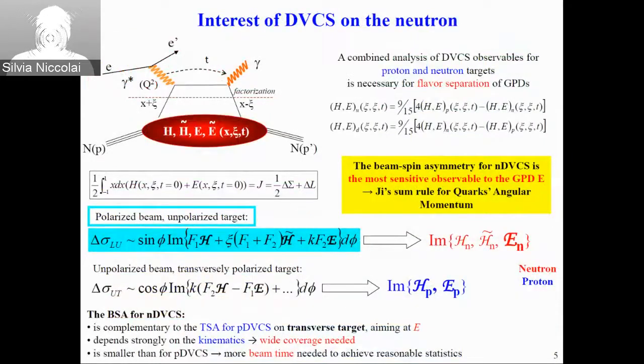I will first focus on the NDVCS experiment, the neutron DVCS experiment, which was awarded the label of high impact by the PAC back in 2011 when it was proposed.